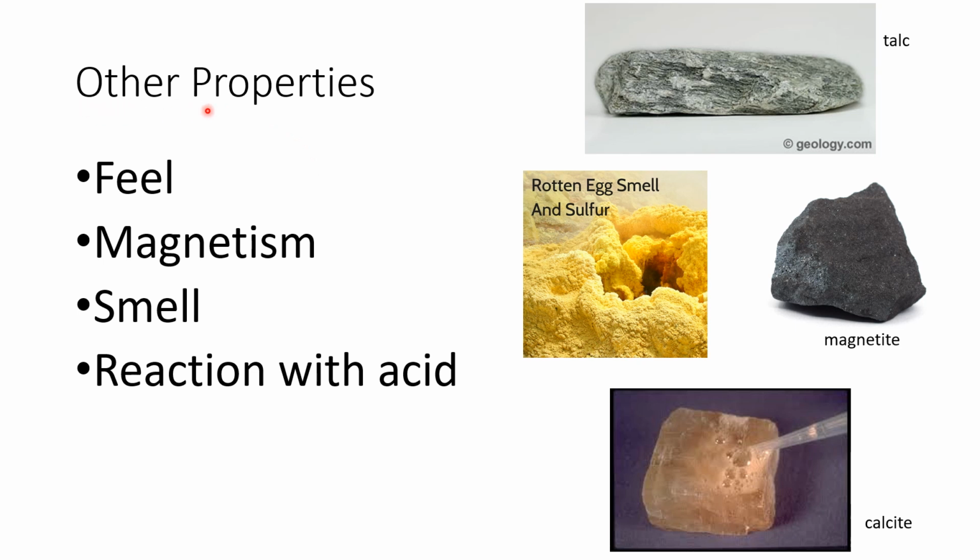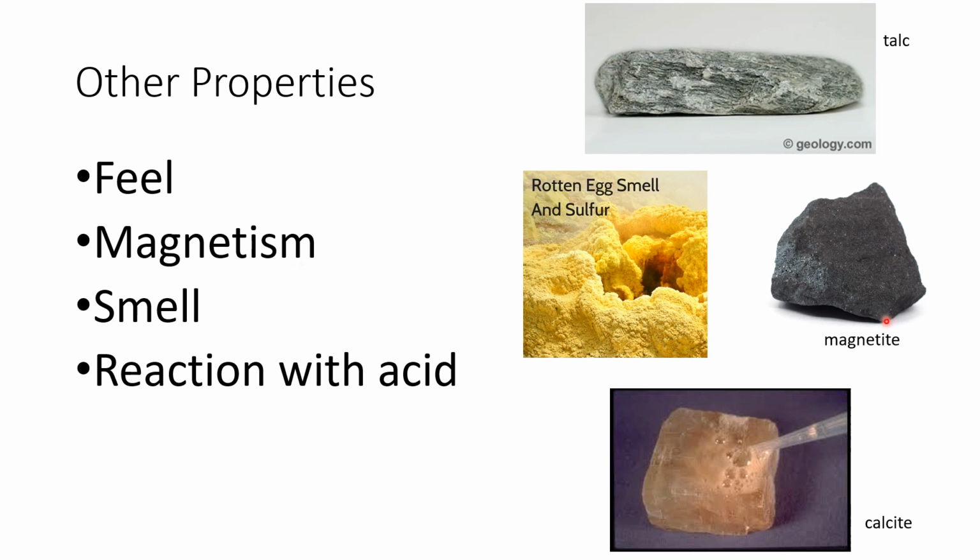So finally, some other special properties that can be used to identify some types of minerals. Sometimes minerals will have a really specific feel to them in your hand. So for example, talc is a mineral that if you put it in your hand, it feels kind of soapy. In fact, there's a rock called soapstone that has a high proportion of talc in it, and you can use it to write on metal, like if you're a welder.